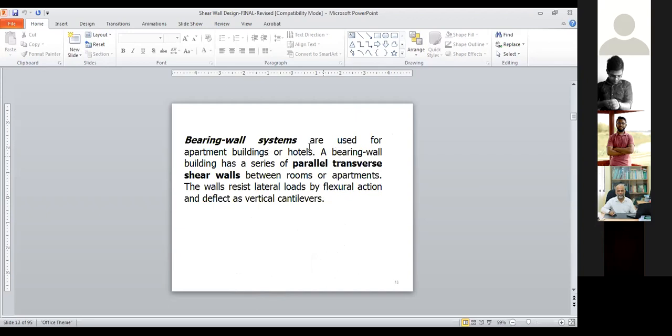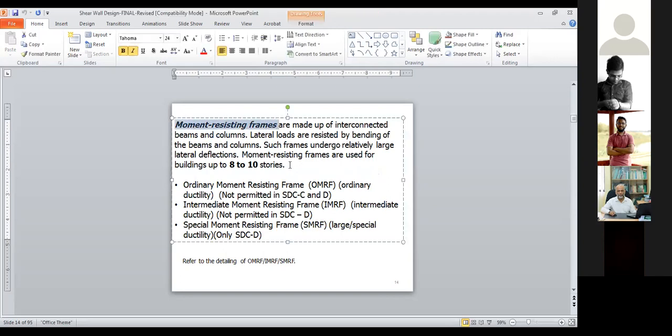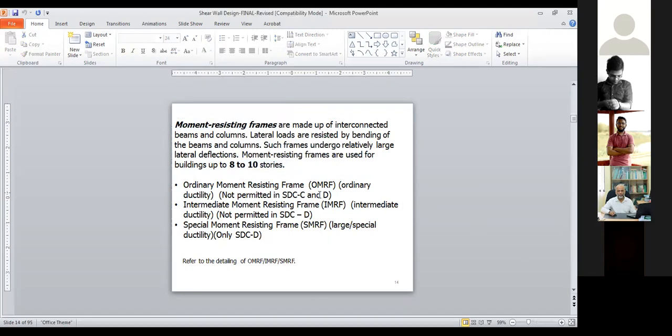Bearing wall systems are used for apartment buildings, where you don't have any frame, and also for hotels. Moment resisting frame systems are used for many of our buildings, and we can have 8 to 10 storied buildings using moment resisting frames. Moment resisting frames can resist the shear force that will come to the structure through the rigid beam-column joints.